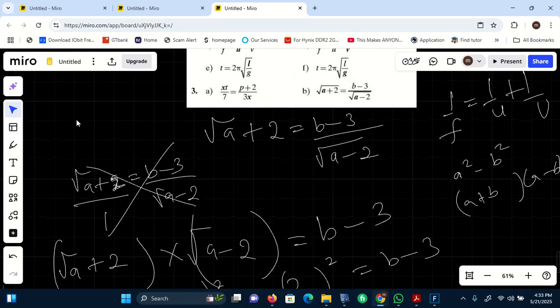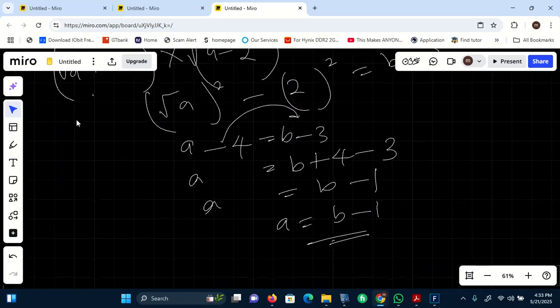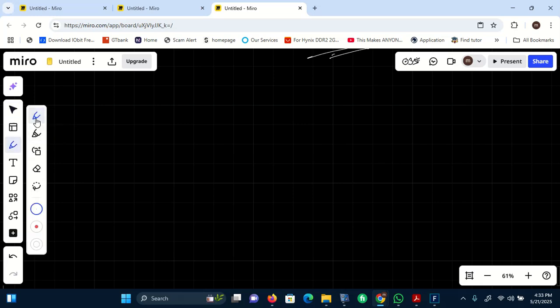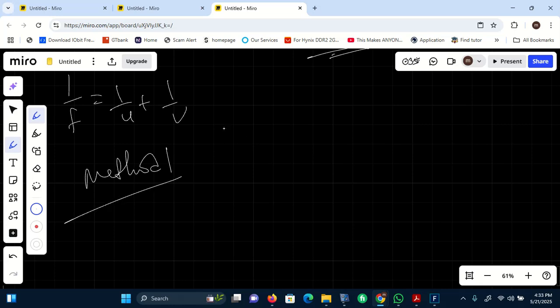It says 1 over F is equal to 1 over U plus 1 over V. So quickly, let's do that. 1 over F equals 1 over U plus 1 over V. So we should make V the subject of the formula. So very simple. I'm going to use two methods. Let me use method 1 so that you can see. So 1 over F, I'm going to move 1 over U to this side, from this place to this side.